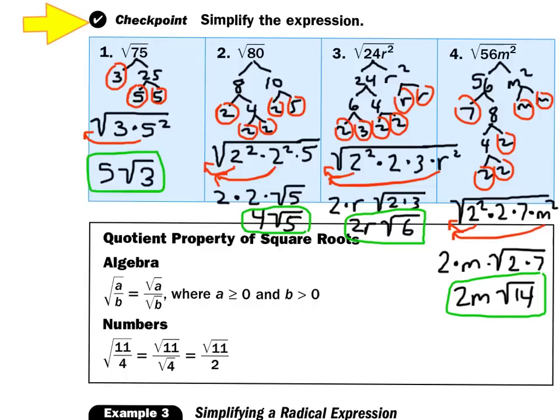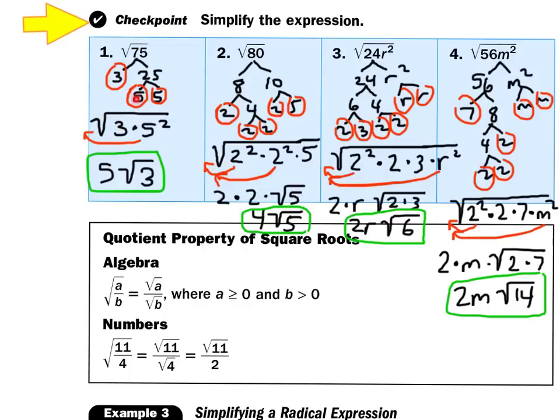Okay, so let's practice this checkpoint. The directions say simplify. So here we have the square root of 75. So break apart the 75 to be 3 times 25. Circle the 3 because it's prime. And now let's break apart 25 to be 5 times 5. And then put everything back under the radical. So put the square root and then write them in order.